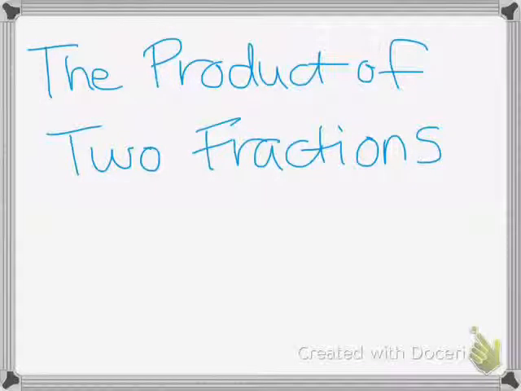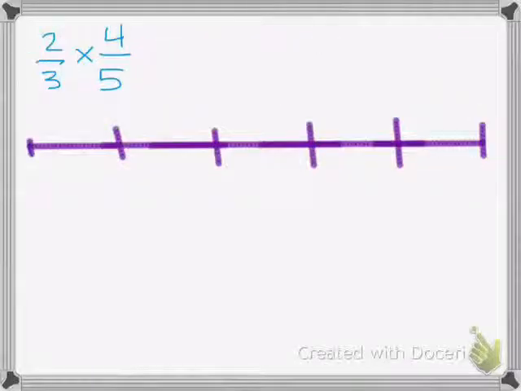I'm going to model for you how I find the product of two fractions using a number line, an area, and the traditional method with standard numbers. The first way I'm going to model for you is using the number line. You'll see here that I have a number line that I have already cut into 5 pieces.